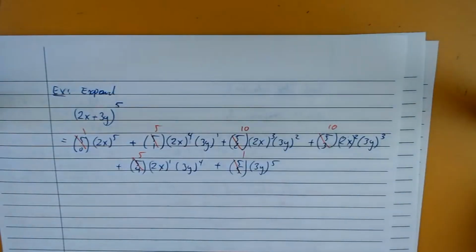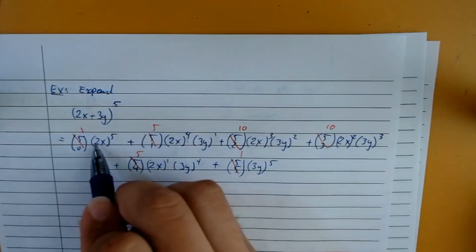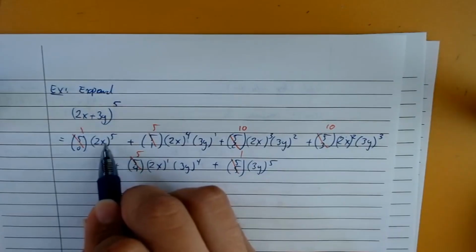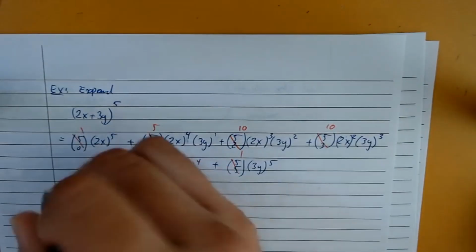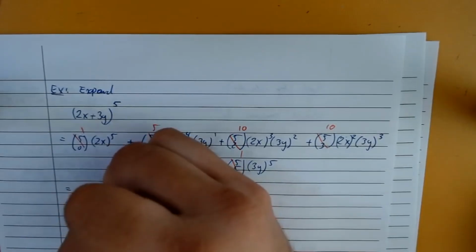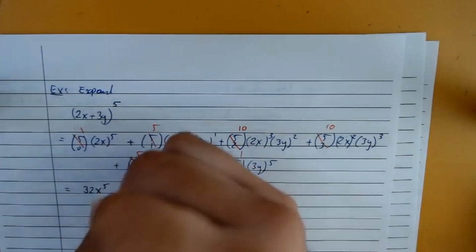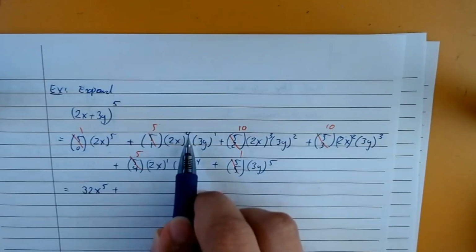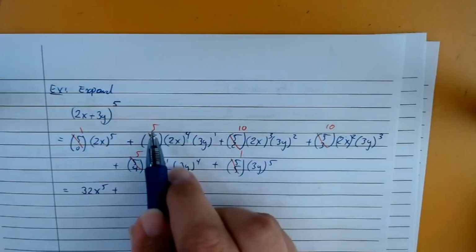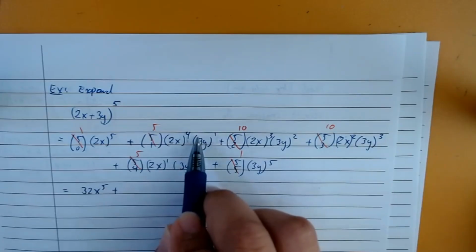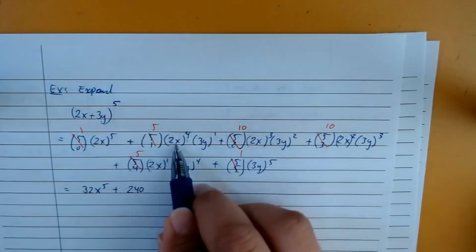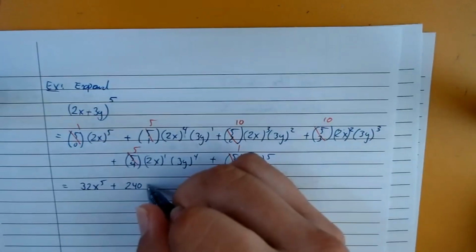So now we simplify. Here we go. 2 to the 5th power, that's 32. X to the 5th power times 1. Okay, so the first term is 32 x to the 5th power. Plus 2 to the 4th power, that's 16. 16 times 5, that's 80. Times your 3, that's 240. And then your x has a 4th power and your y has a 1st power.